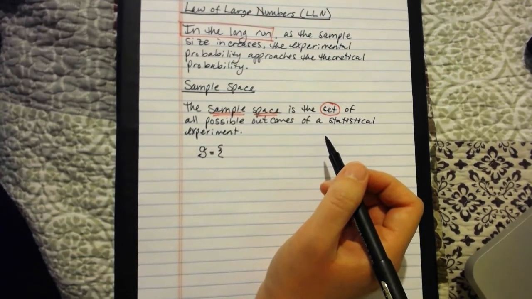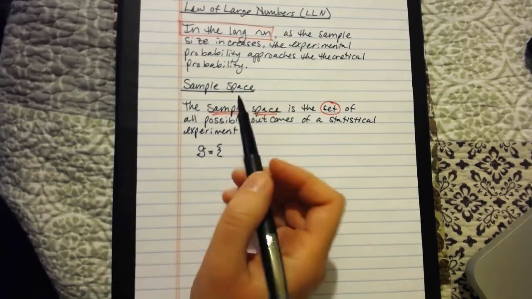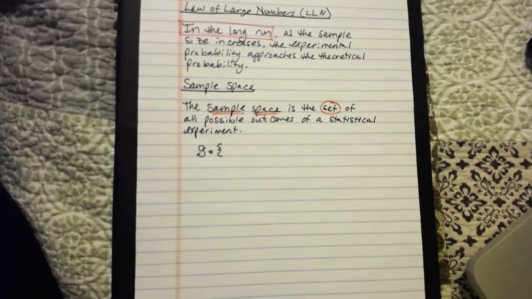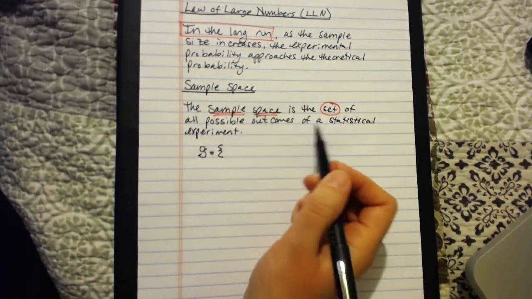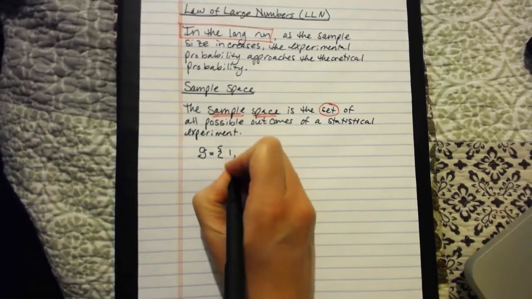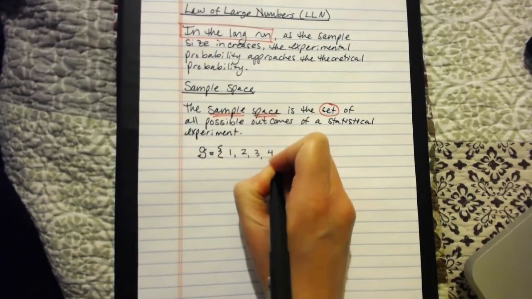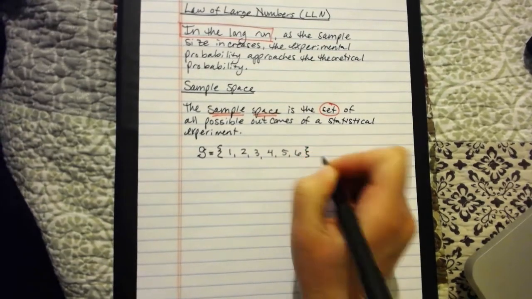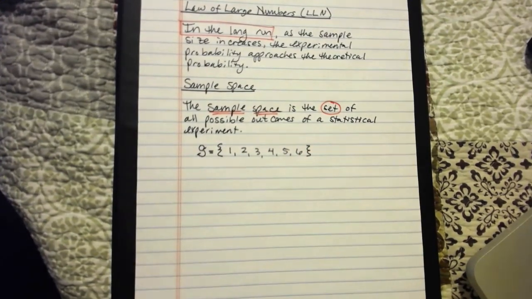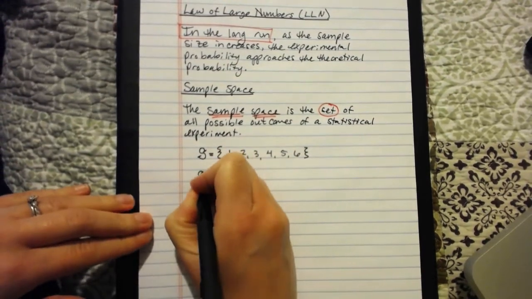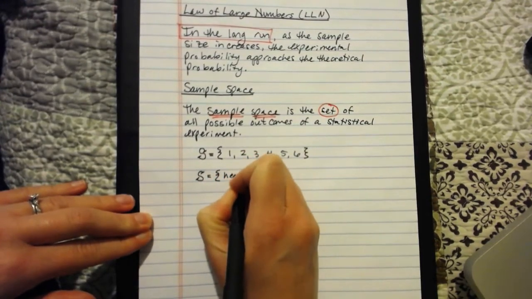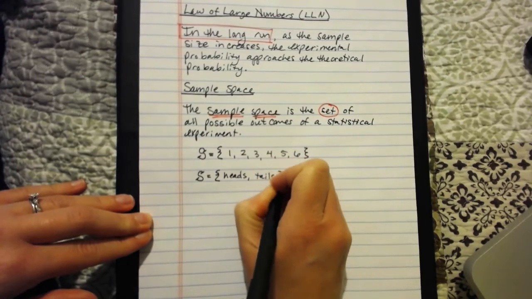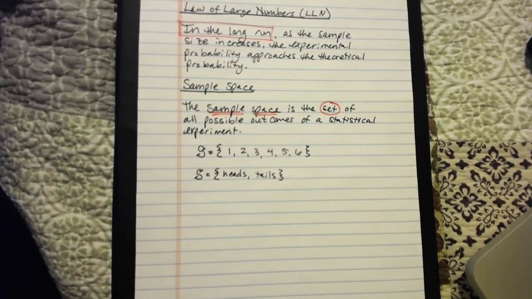So let's go back to our dice example. And let's say I was interested in the sample space for rolling a 6-sided die. So the sample space lists all of the possible outcomes of rolling the 6-sided die. So I would be looking at the numbers 1 through 6. And usually they would be separated by commas, and they would be closed with a squiggly bracket. Okay, similarly, I could be interested in the sample space for flipping a coin. So we would have heads and tails. Those would be our 2 possible outcomes for flipping a coin.